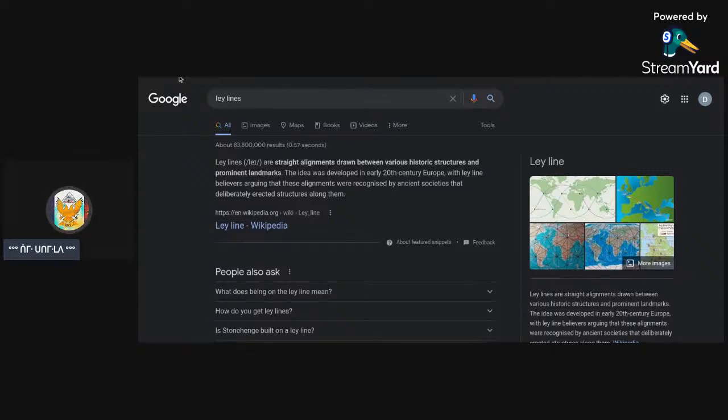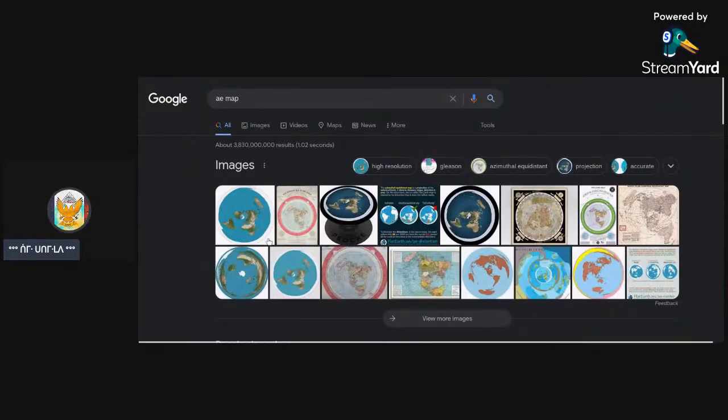I realize what I just said. I'm going to repeat it one more time because I really don't think y'all get it. Ley lines are straight alignments drawn between various historic structures and prominent landmarks. I don't have to read it anymore. This is the AE map.